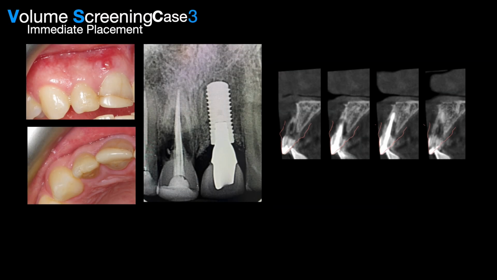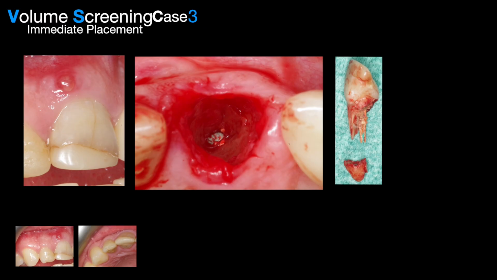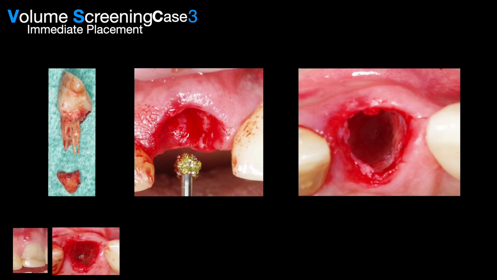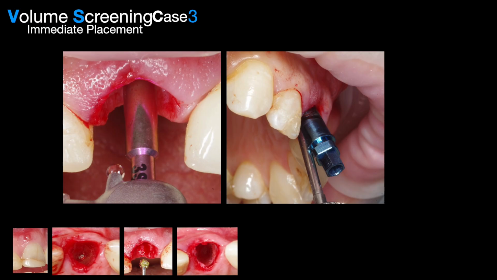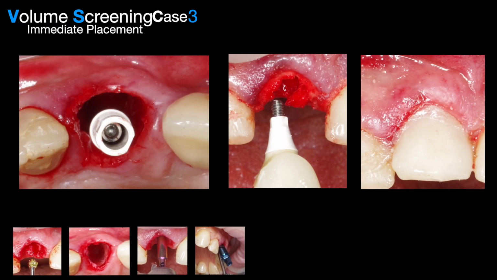Another case, immediate implant placement into an inflamed socket, so we got internal resorption. Even the best endodontists wouldn't be able to fix it. The tooth has been removed and the socket cleaned. We place an implant, and we grafted it with EthOss. We fill the jump gap with EthOss and put a temporary crown.